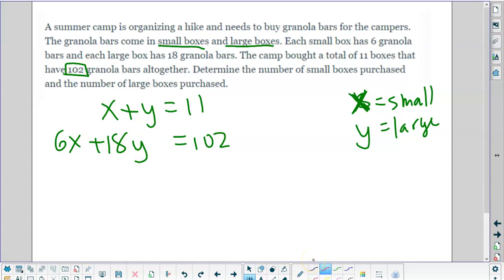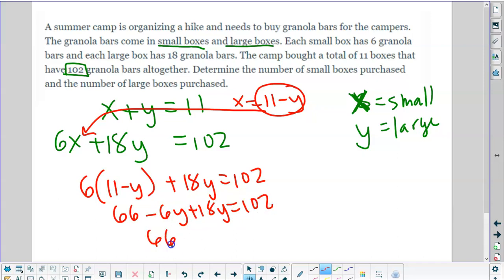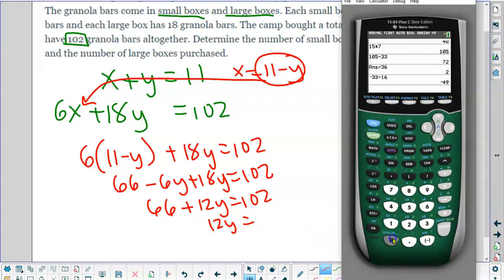Now for this one, I think I'm going to use substitution instead. So x is equal to 11 minus y if I rearrange that. And that means I can plug this into here. So 6 times 11 minus y plus 18y equals 102. Or 66 minus 6y plus 18y equals 102. Or 66 plus 12y equals 102. So 12y equals 102 minus 66, which is 36, so y equals 3.